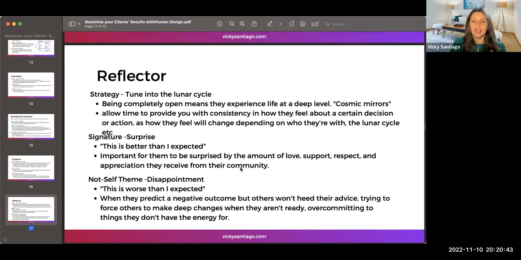Okay, the reflector. The reflector is different from the rest in that the reflector has all of their centers undefined. So that means that they are amazing channels, amazing guides. They are here to reflect back at us. Okay, so they really are here to experience life at a deep, deep level. So because of that, there's quite a bit of time that they need in order to process things.